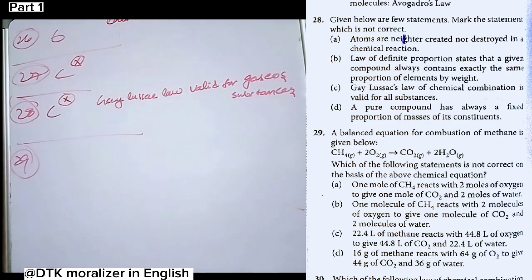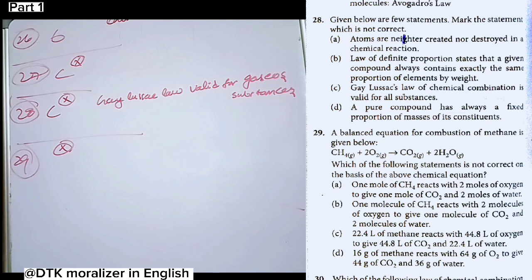Now question number 29. A balanced equation for the combustion of methane is given below: CH4 plus 2O2 gives CO2 plus 2H2O. Which of the following statements is not correct on the basis of the chemical equation? 1 mole of CH4 reacts with 2 moles of oxygen to give 1 mole of CO2 and 2 moles of water.